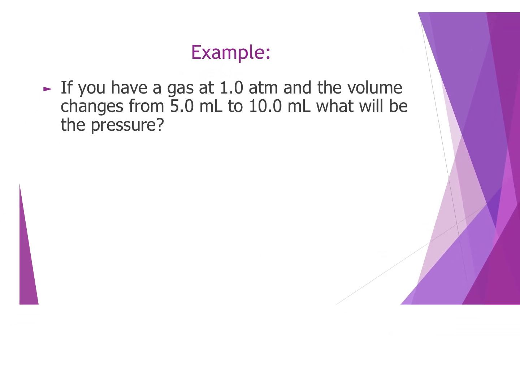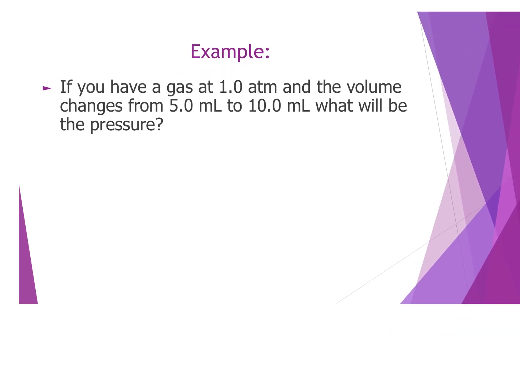Now we're going to do a couple practice problems. I know this first one's really easy, but follow this whole process with me, because I want to show you how we should set these up. We have a gas at 1 atmosphere, and the volume changes from 5 milliliters to 10 milliliters. What will be the pressure?